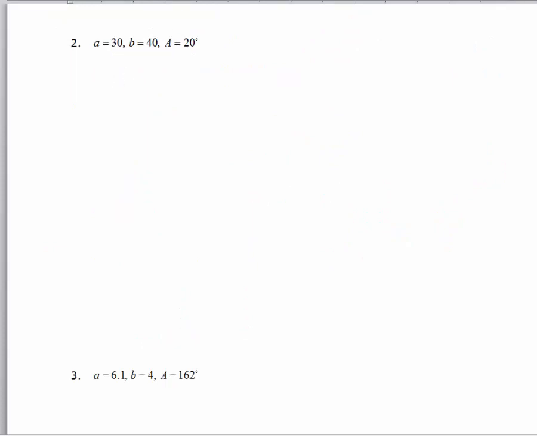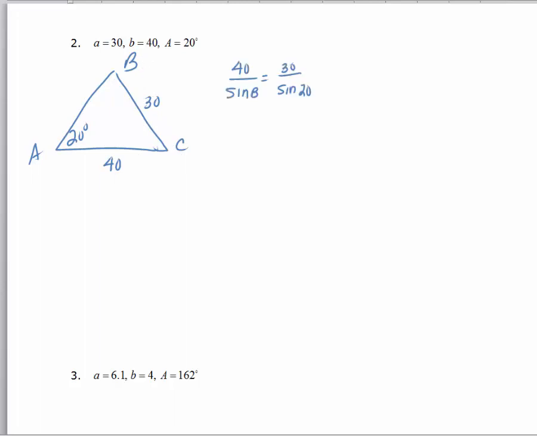so we draw our triangle. Angle A is 20, side B is 40, side A is 30. We know nothing about C, so we set up our ratios using A and B. 40 over the sine of B equals 30 over the sine of 20.